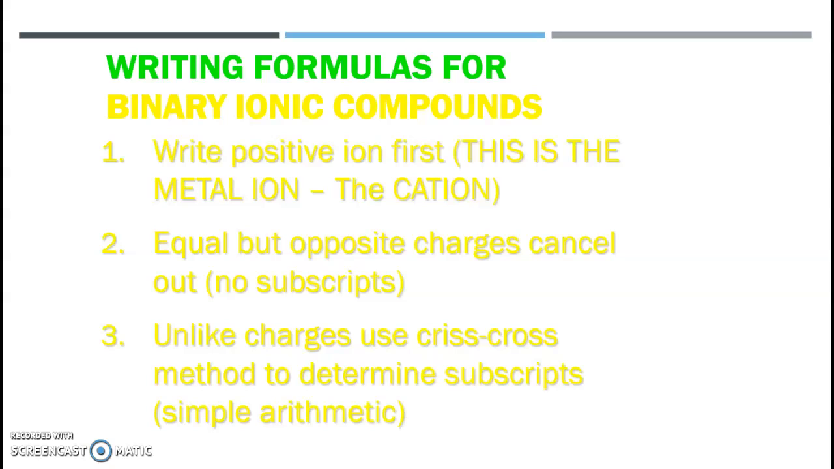When you are trying to decide how many of each atom you have, it's a pretty simple thing. You need to look back to those charges. Your overall goal is to make the charges add up to 0. So if you have equal and opposite charges and they already equal 0, you won't be doing anything. However, if they are imbalanced in any way, you're going to have to use a method to determine the subscripts. You can do it by crisscross or you can do it by simple arithmetic. Basically, you're doing the same thing, and I'll show you that too.